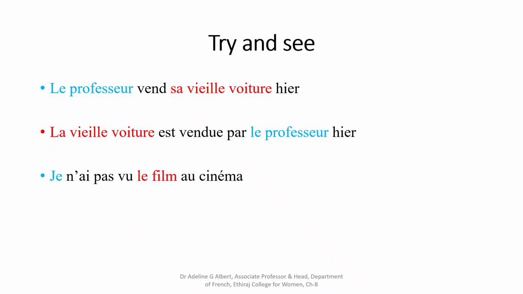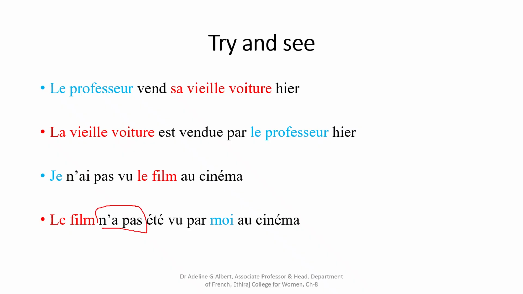D'accord? Here's one more. Passé composé, but I've given you negative. Le film now is your new subject. N'a pas été vu. Can you see how the negative has been done? This is the negative. Around the main verb, the past participles are left alone. Le film n'a pas été vu par moi. Je has become moi au cinéma.